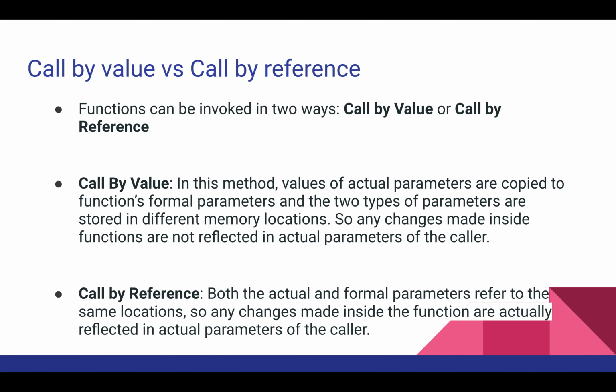First thing is call by value versus call by reference. Functions can be invoked in two ways. First is call by value and second one is call by reference. Call by value: in this method, the values of actual parameters are copied into the function's formal parameters, and the two types of parameters are stored in different memory locations. So any changes made inside the function are not reflected in the actual parameters of the caller.